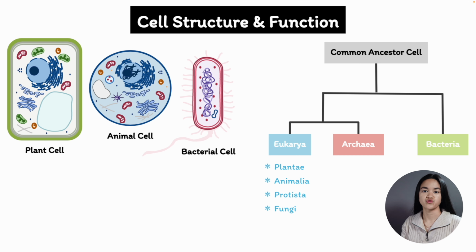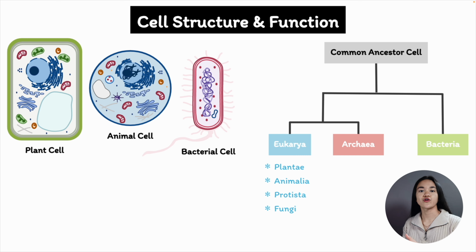Eukaryotic means true nucleus. Eukaryotic cells are much larger than prokaryotic cells. We're going to be mainly focusing on eukaryotic cells, but we'll touch on some features involving prokaryotes as well. Eukaryotes share one common feature, and that is they all contain membrane-bound organelles that form these specialized compartments within the cell.